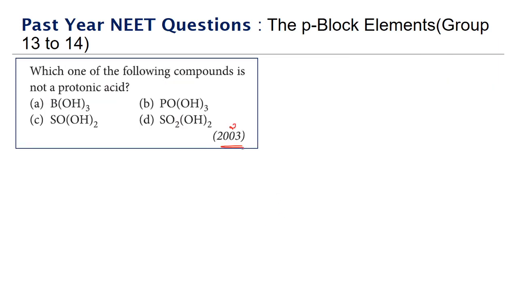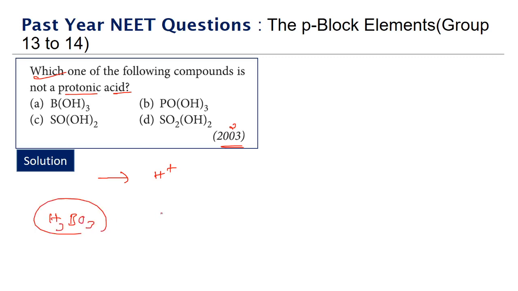Next we have a question that has come in the year 2003. Which one of the following compounds is not a protonic acid? What do you mean by protonic acid? The one that can give H+. If you look at option A, which is boric acid, B(OH)3, we can also write it like this. The reason why it will act as an acid is the electron deficiency of boron.